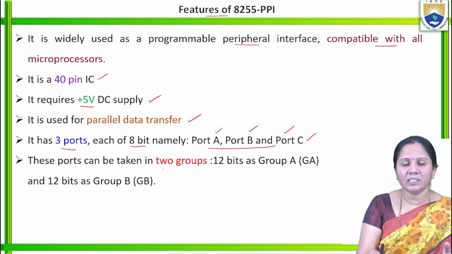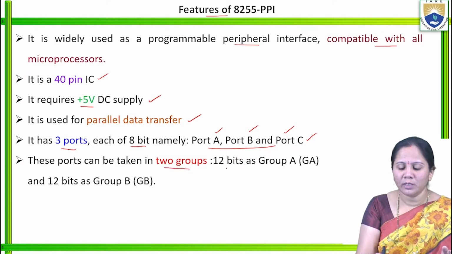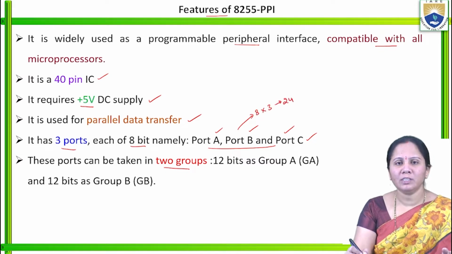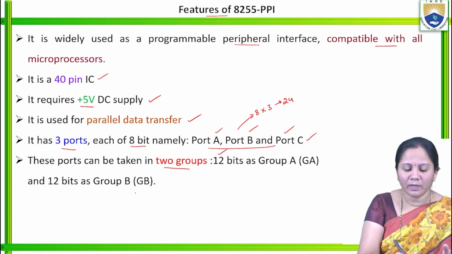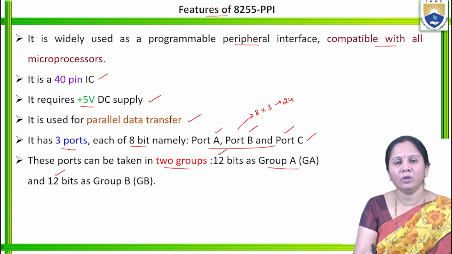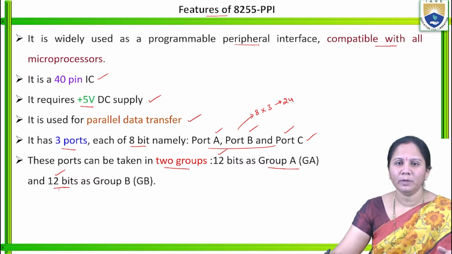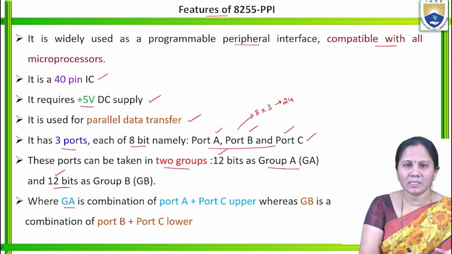Here, these 3 ports are divided into 2 groups, totally 24 bits. Each port is 8 bits, and there are 3 ports, so 24 IO lines are available. These 24 IO lines are divided into 12 and 12. These 12 bits are controlled under group A, and another 12 bits are under the control of group B.